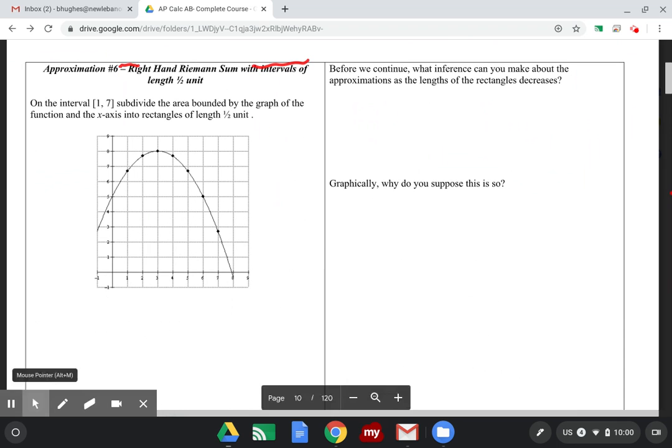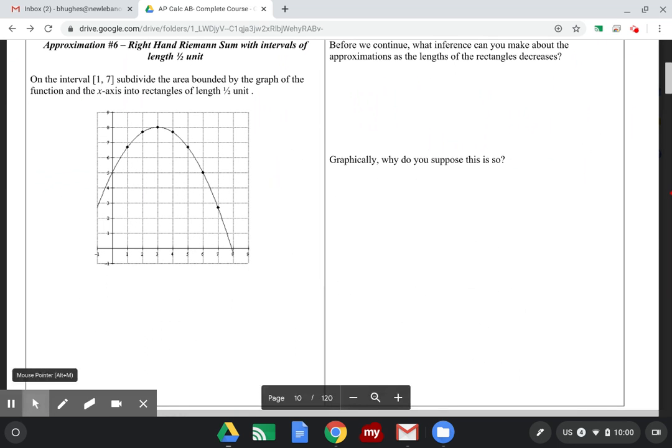We'll be getting closer to the actual value the smaller that the widths become. So before we continue, what inference can you make about the approximations as the lengths of the rectangles decrease? Exactly what I just said: as the width of the rectangles decrease, you're getting closer to the actual area underneath the curve. All right, and then graphically, why do you suppose that is? It's because the smaller the length of the rectangle, the less overage and underage area you have outside of the region bounded by the curve and the x-axis.